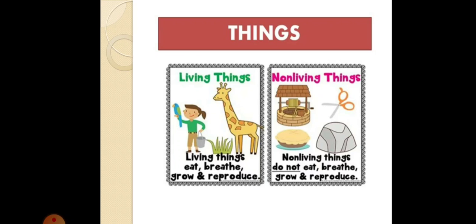You can see two pictures over here. In the first picture on the left hand side you can see living things, like a bird, an animal, grass and a human being. While the non-living things you can see are a well, a scissor, a stone and a basket. Whenever you are supposed to differentiate between living and non-living things, you can see that living things can eat food, they can breathe, and they also grow and reproduce, while non-living things do not eat, breathe, grow or reproduce.